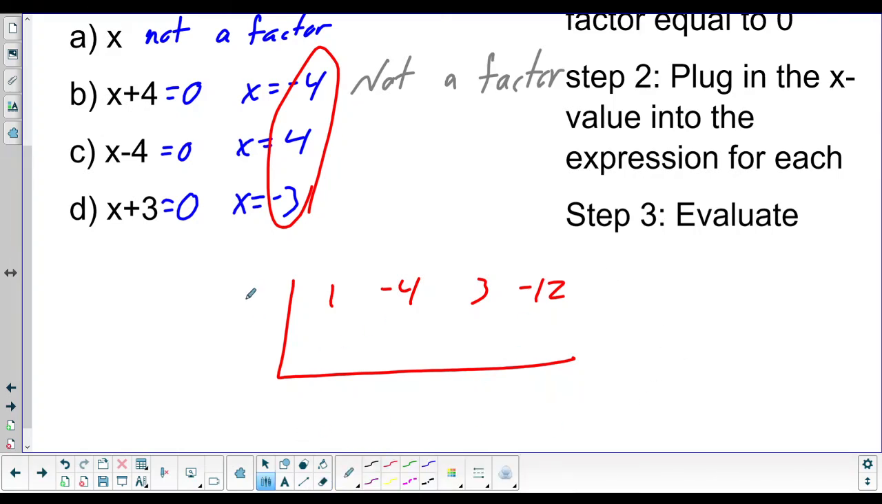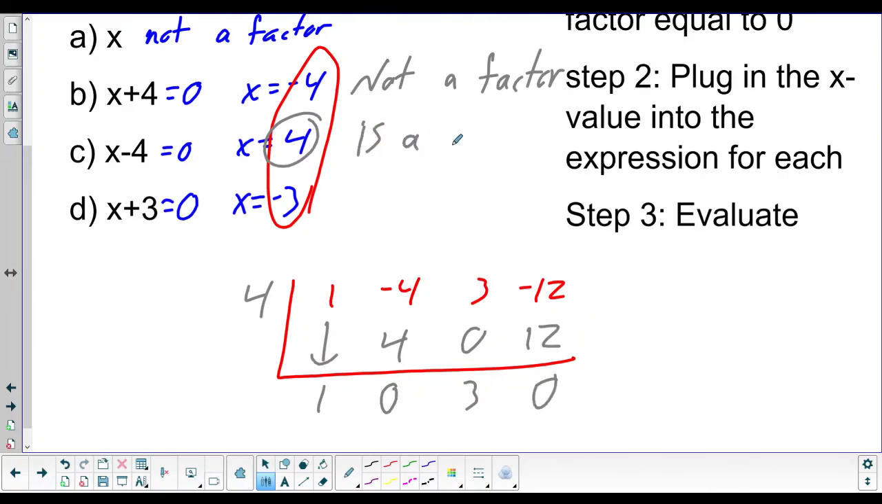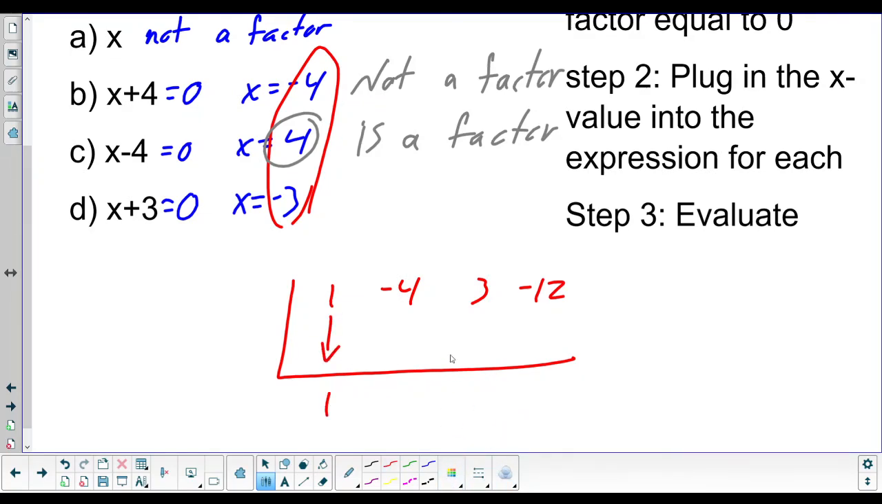Now we erase all the pencil. And we do it again with 4 this time. So drop the first one. 1 times 4 is 4. -4 plus 4 is 0. Times 4 is 0. 3 plus 0 is 3. Times 4 is 12. That's 0. Is a factor. Erase the pencil. I suppose that this part could not be pencil since you always drop the 1 down, but you know, darker color pencil.